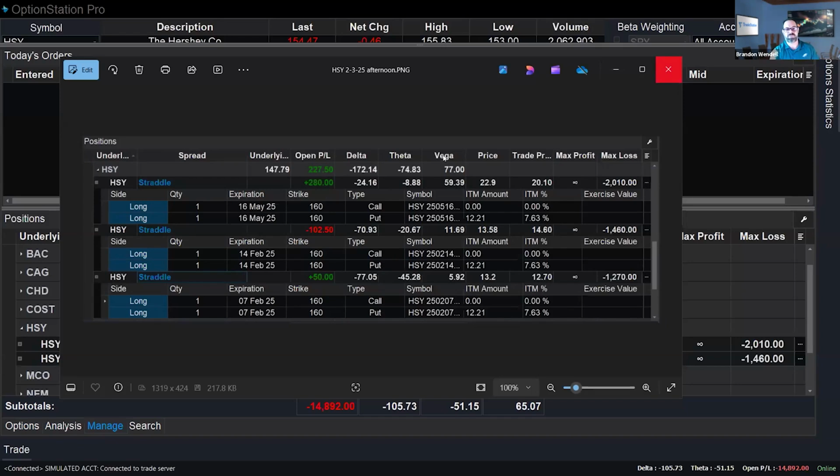Take a look at the Vega here for the positions: 59.39, 11.69, and 5.92. Big difference, right? So we had huge volatility exposure, well, very little, and almost none at this point because this one was getting ready to expire. Time decay is just the opposite. Time is not really a factor here. And that's the reason why I really lean more on that long term option.